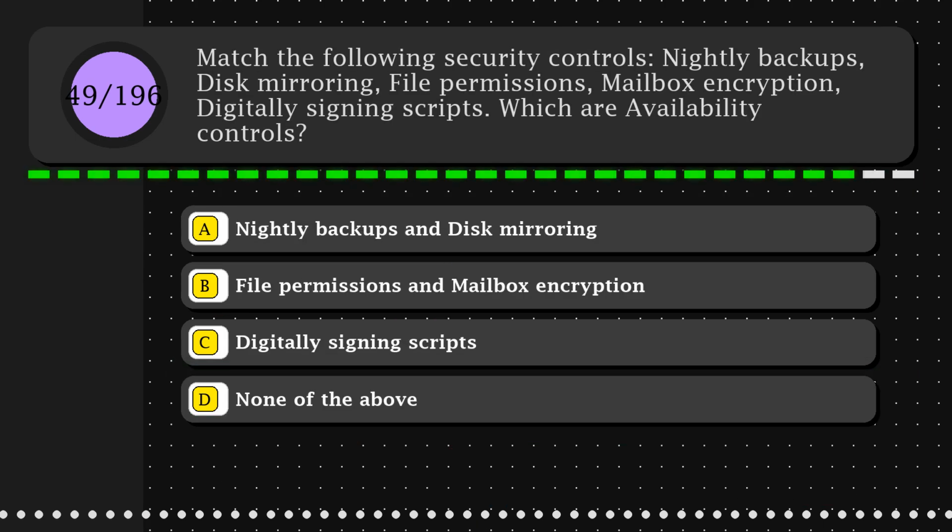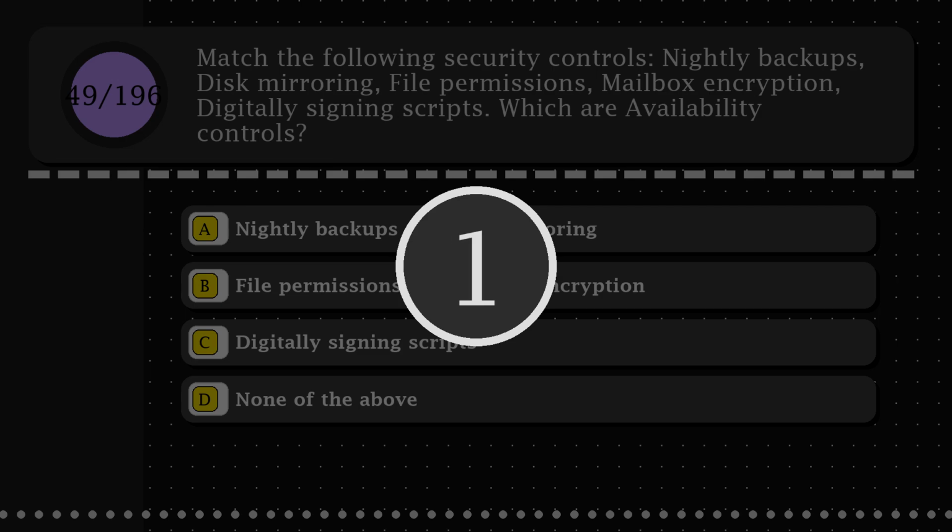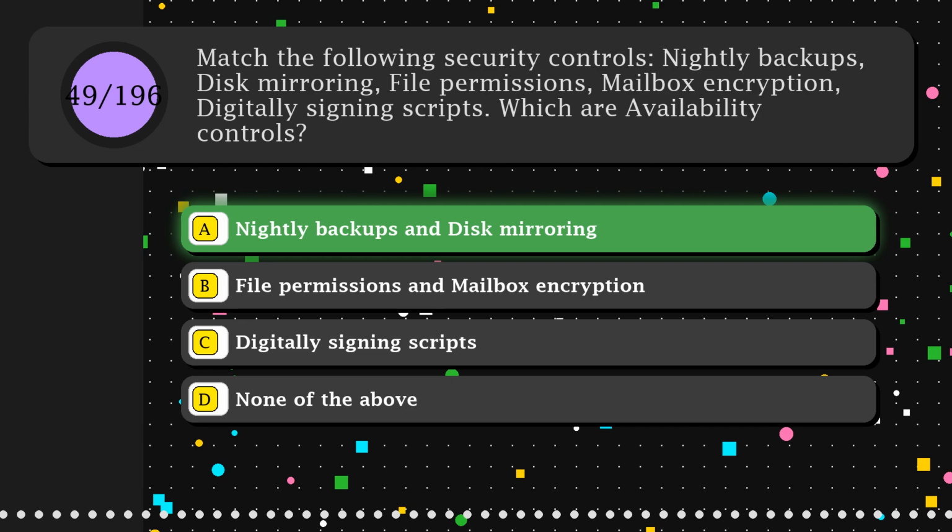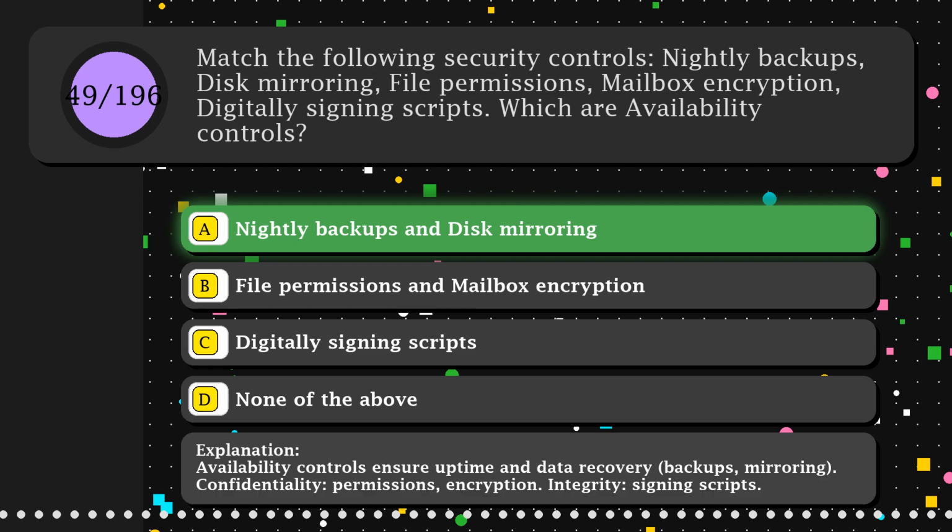Question 49. Match the following security controls: nightly backups, disk mirroring, file permissions, mailbox encryption, digitally signing scripts. Which are availability controls? Option A, nightly backups and disk mirroring. Option B, file permissions and mailbox encryption. Option C, digitally signing scripts. Option D, none of the above. The correct answer is option A, nightly backups and disk mirroring. Availability controls ensure uptime and data recovery: backups, mirroring. Confidentiality: permissions, encryption. Integrity: signing scripts.